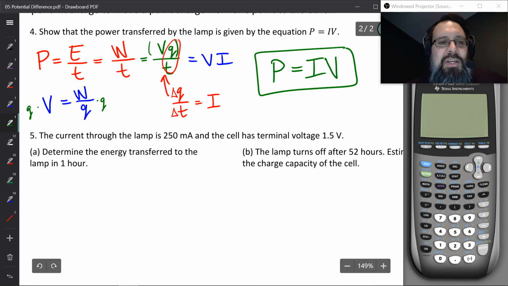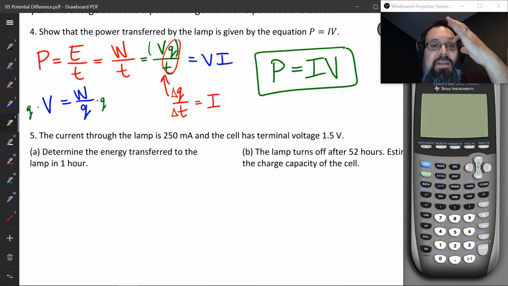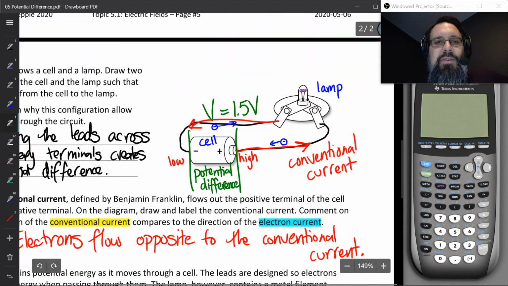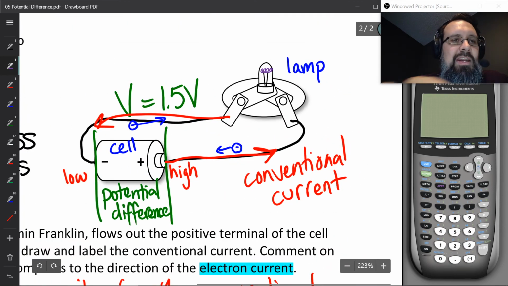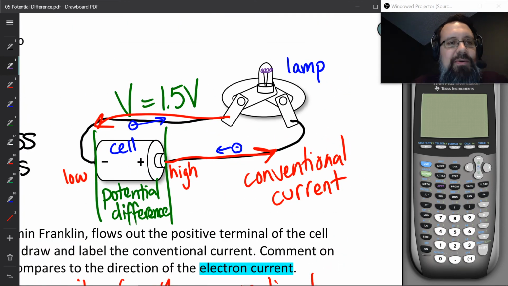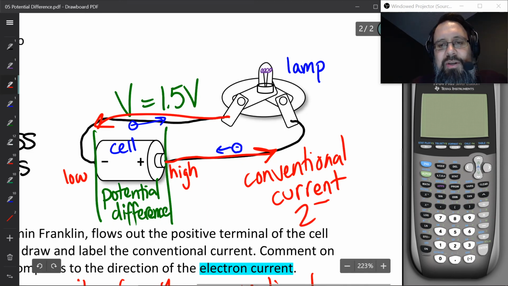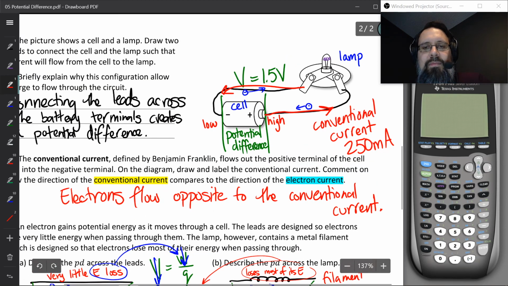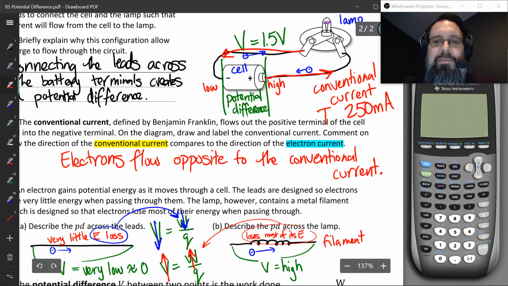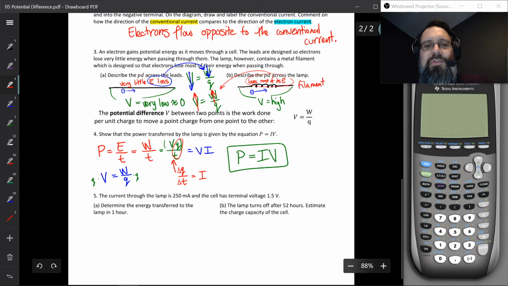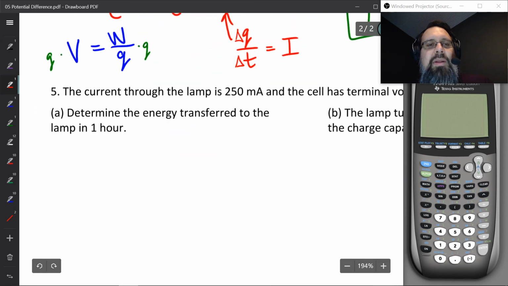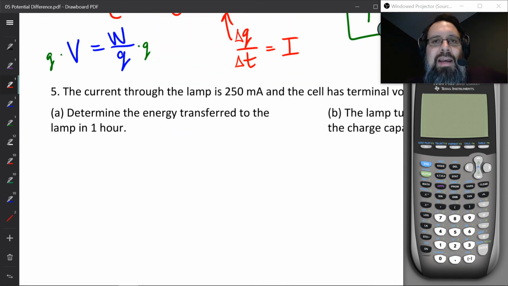Okay, so here's a question. The current through the lamp is 250 milliamps, and the cell has a terminal voltage of 1.5 volts. So we have this 1.5 volts, and then what we end up finding is that the current that flows through it, the conventional current, is 250 milliamperes. What we want to do from that is answer two questions. First question, determine the energy transferred to the lamp in 1 hour. So how much energy would this lamp use in an hour of time?